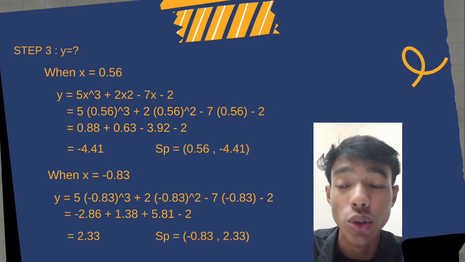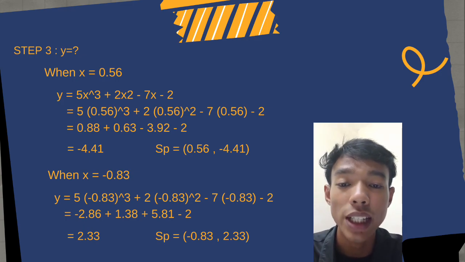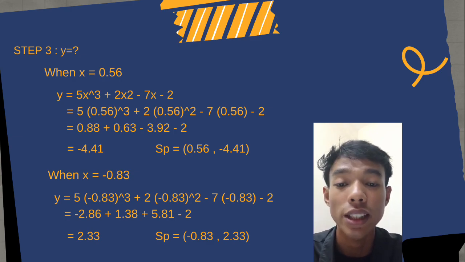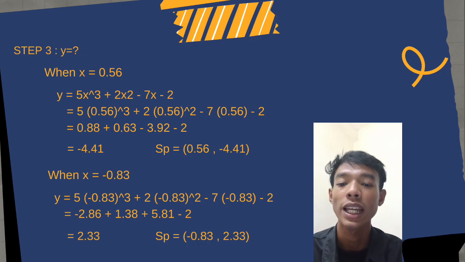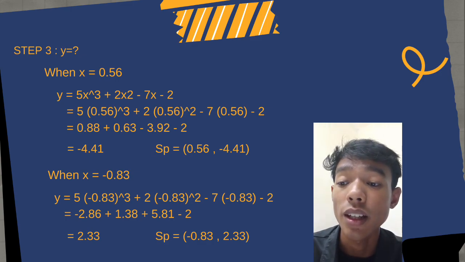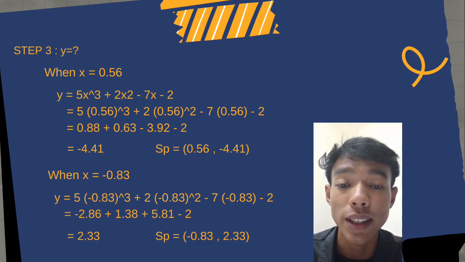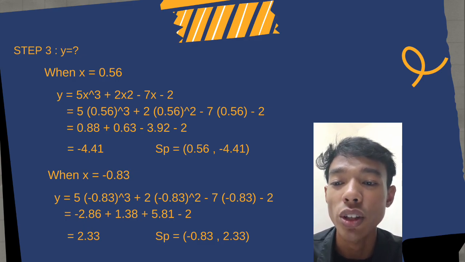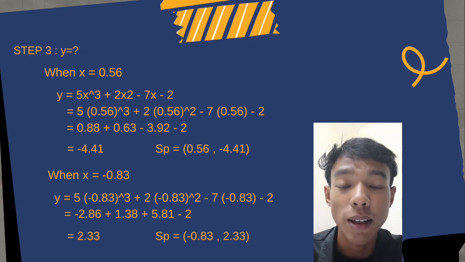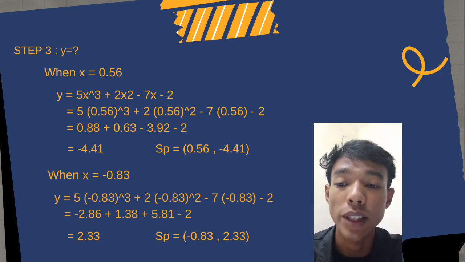Okay, next we substitute x = -0.83 into the equation, then we get y = 5(-0.83)^3 + 2(-0.83)^2 - 7(-0.83) - 2, and then we get -2.86 + 1.38 + 5.81 - 2, and the last answer we can get is 2.33, which is the stationary point (-0.83, 2.33).